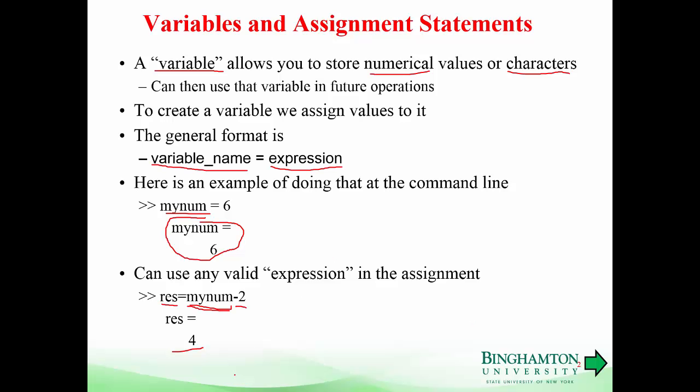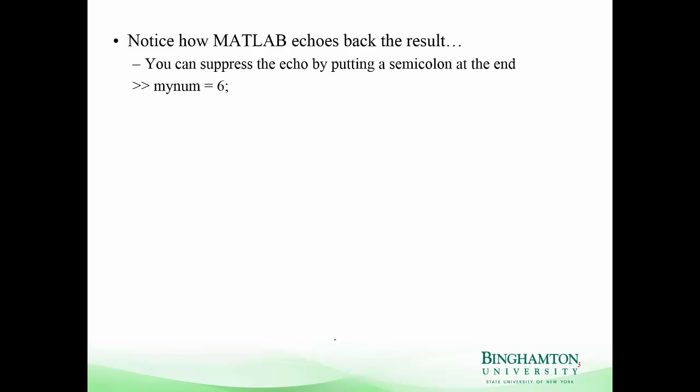If you look at these two examples, MATLAB echoes back the result with the name of the variable and the value that it has. But sometimes we don't want to do that, especially if we're writing a program that's a whole sequence of a bunch of computations and assignments. We don't want to have this all spewing out, especially if they're intermediate results that we don't care about. And so we will often put a semicolon at the end of our expression, and that will suppress the echo.